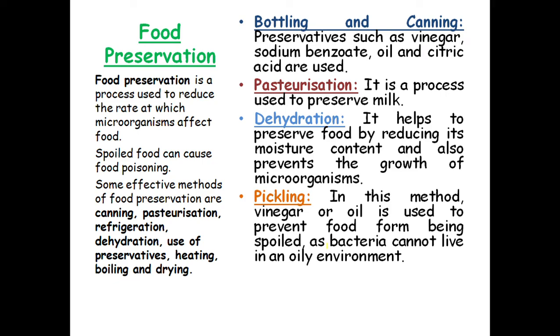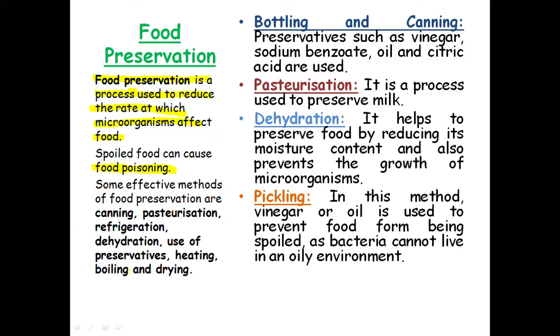Now see here, food preservation. Now you see all these harmful activities of the microorganisms. So we have to preserve our food, isn't it? Food preservation is a process used to reduce the rate at which microorganisms affect our food. We have to preserve food from getting spoiled by microorganisms. So the main reason to preserve food is to prevent food poisoning due to these microorganisms.